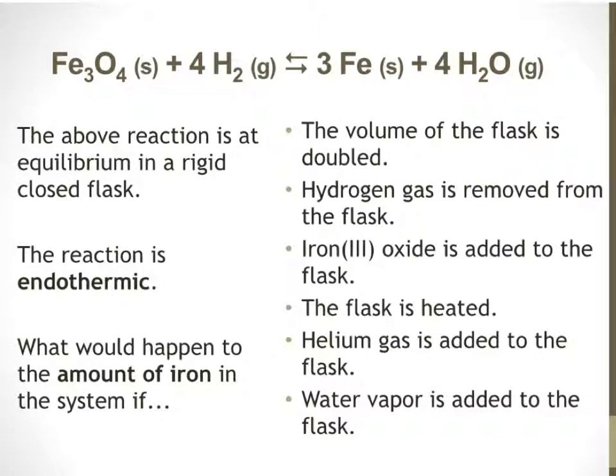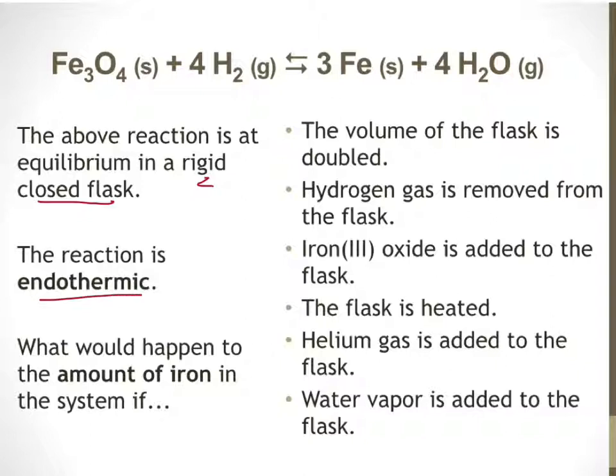Here's another example of a heterogeneous equilibrium. It's heterogeneous because it has more than one phase present, solids and gases. If there's only one phase, if these were all gases, for example, or all aqueous, then we would have a homogeneous equilibrium. We're told that the system is in a closed flask, required because there are gases present. It's at equilibrium. The flask is rigid, which means it's not going to expand or contract on its own. We may have some method of changing its volume, but the system cannot do that on its own.